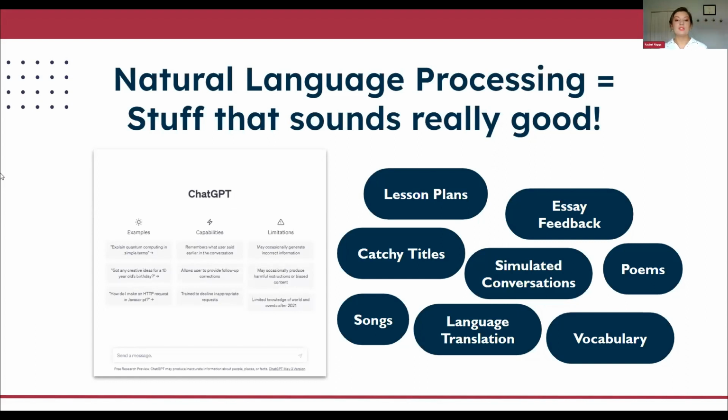Some examples of how people use tools like ChatGPT and others are developing lesson plans, thinking about catchy titles to put on their blog or their webinar series, getting feedback on essays, and having a simulated conversation. Maybe you're trying to learn a language. You can also use it for language translation, to write songs, to write poetry, to extract key vocabulary from a passage and give definitions for that vocabulary. It really has a lot of uses for anything that is language oriented.